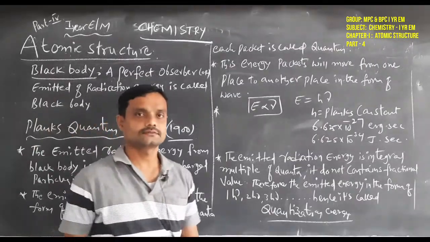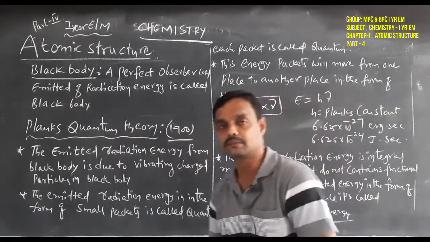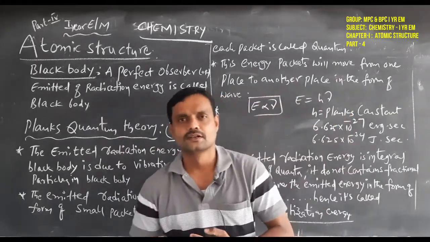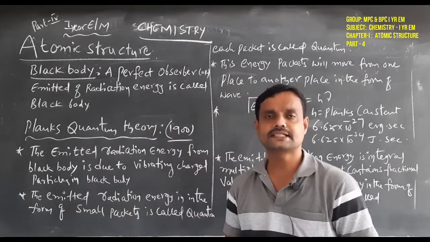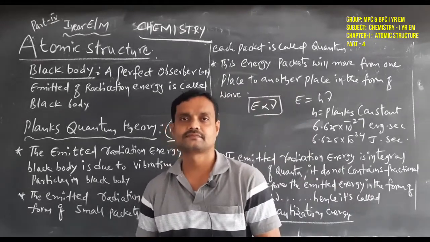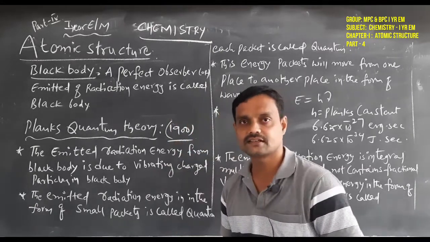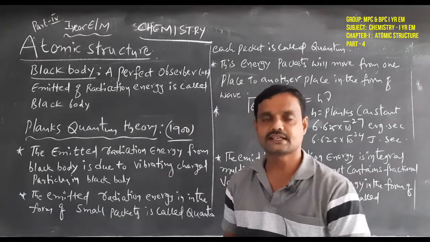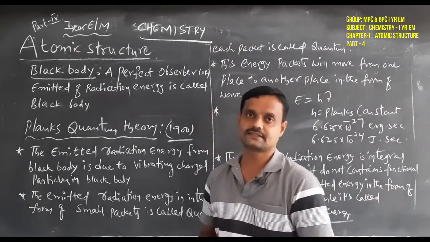So in atomic structure, next we discuss black material. Black material generally absorbs the light radiation which is falling on its surface. That is the nature of the black material. But in scientific terms, one type of black material will be present.